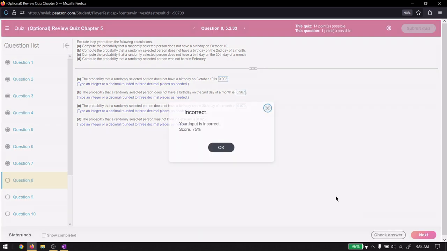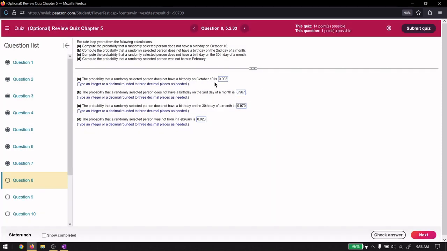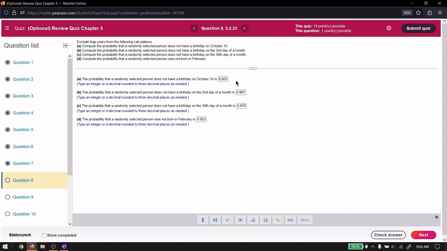Okay, let's check the answers here. All right, let me see what I did wrong. I think I see it here. I think it's just part A here. Probably a randomly selected person does not have a birthday on October 10th. I wrote the probability that they did have a birthday on October 10th. So you want the opposite of this, the complement of that. So we're going to go 1 minus 0.003, and that would be 0.997.